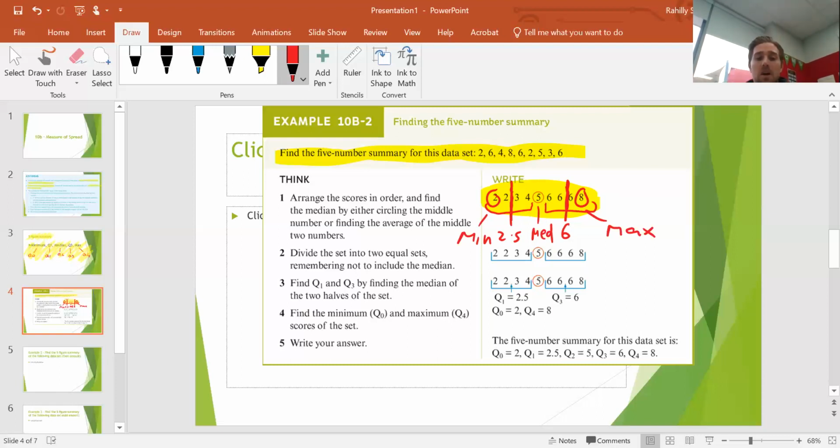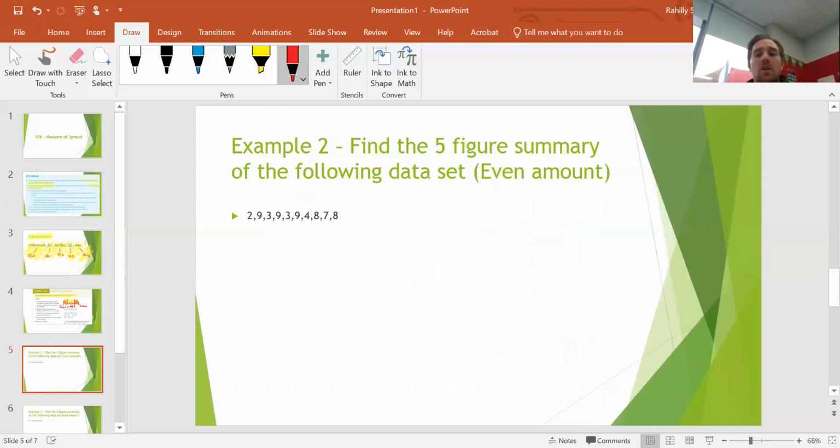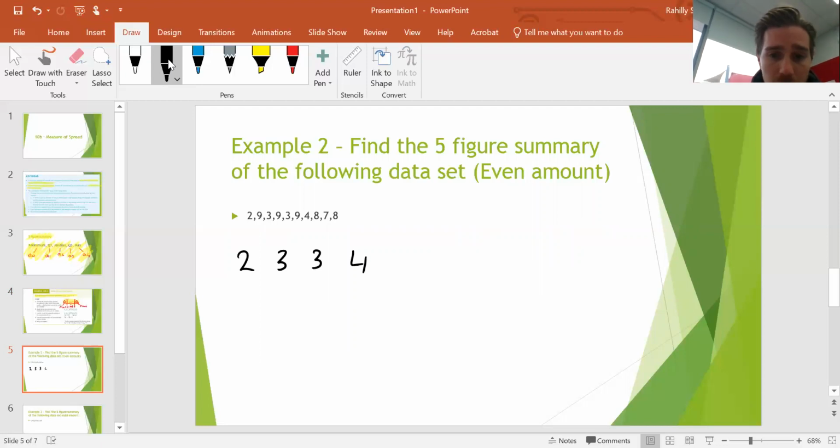Okay. Now, there are a couple examples that I'm going to go through, one being if you have an odd number and the other being if you have an even number of data, and they're a little bit different. So I'm going to go through that now. So the first one is find the 5-figure summary of the following data set with an even amount. First step we need to do is we need to put them in order from smallest to largest, which I will do now. 2, 3, 3, 4, 7, 8.